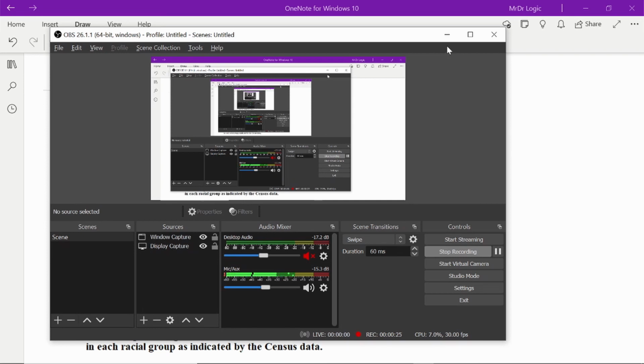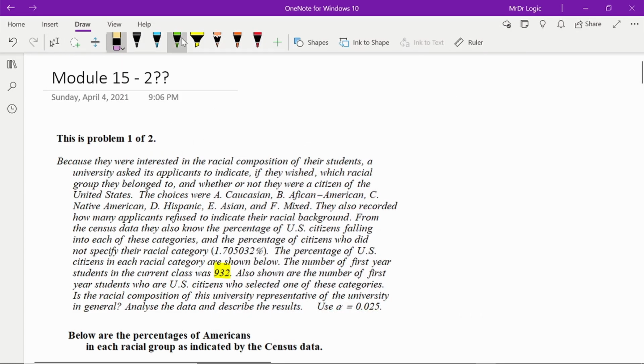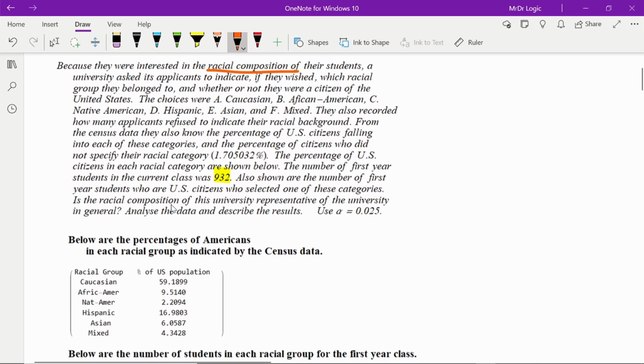Okay, so the first question that I got dealt with was question 1 out of 2, basically asking about the racial composition of uni students. As you can see here, there are 6 choices, maybe. The question is asking, is the racial composition of the university representative in general? So they're trying to see who makes up the majority or the minority.